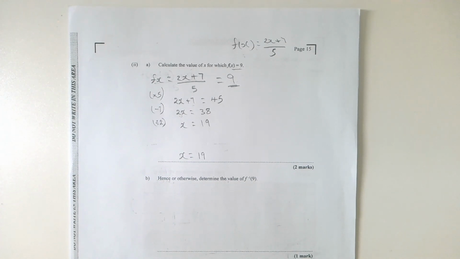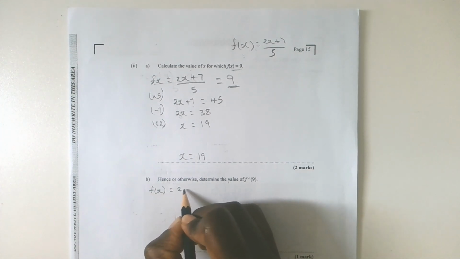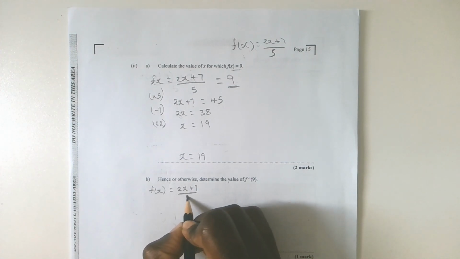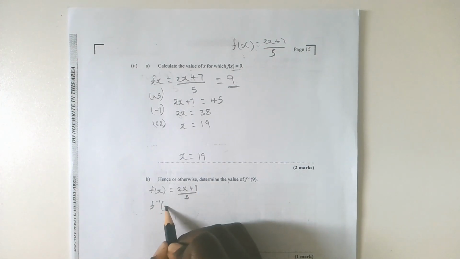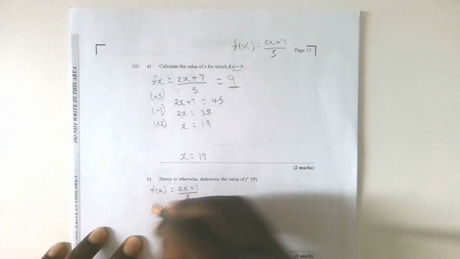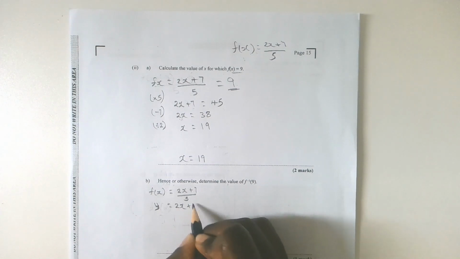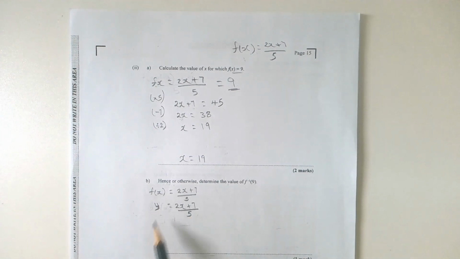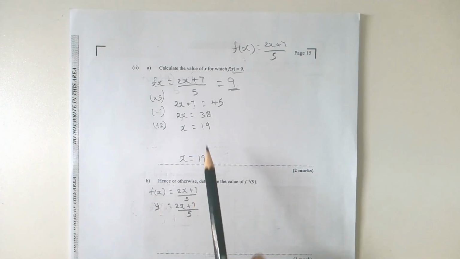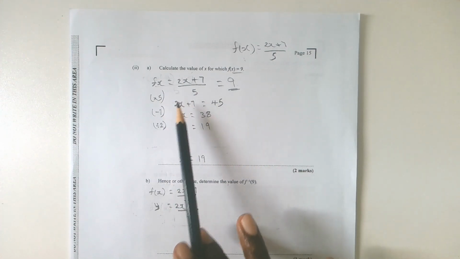First things first, we need to find the inverse of f of x. So since we have f of x is equal to 2x plus 7 over 5, to find the inverse of f of x, we're going to change our f of x into y is equal to 2x plus 7 over 5. So to find the inverse of this, first things first we're going to make x the subject of the formula here, which is what we did here. So we made x the subject of the formula.